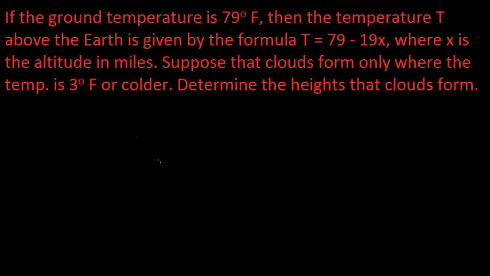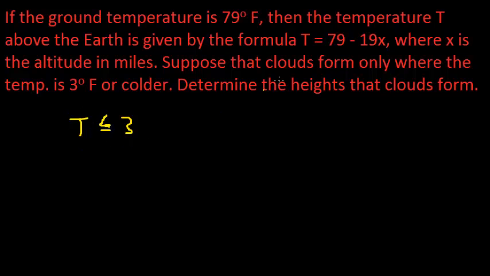Let's go ahead and solve this problem. We see if the ground temperature is 79 degrees Fahrenheit, then the temperature T above the Earth is given by the formula T equals 79 minus 19x, where x is the altitude in miles. Suppose that clouds form only where the temperature is 3 degrees or colder. Determine the heights that clouds form. So let's focus in on 3 degrees or colder. So the temperature can be 3 degrees or less than that. So temperature can be less than or equal to 3 degrees.